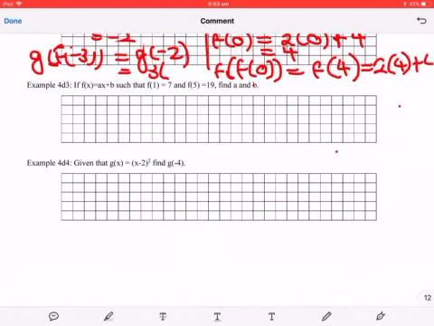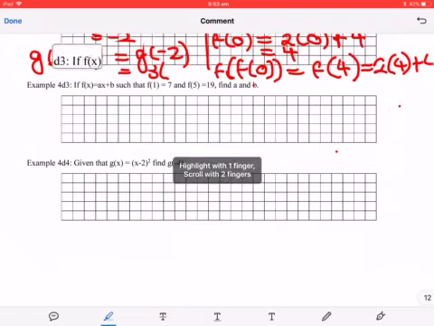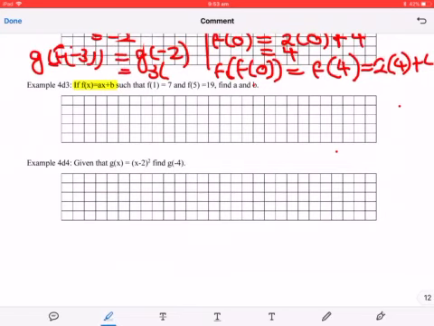If f of x equals ax plus b, find a and b such that f of 1 equals 7 and f of 5 equals 19. Alright, how are we going to do that? So, we know that f of x equals ax plus b. Now we know that f of 1 equals 7. So that means if I replace x's by 1, f of 1 is going to be a times 1, which is just a, plus b. That's going to equal 7.